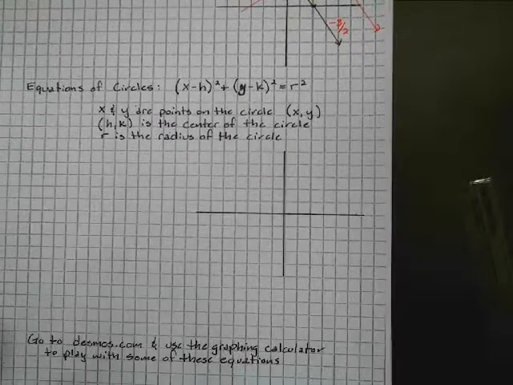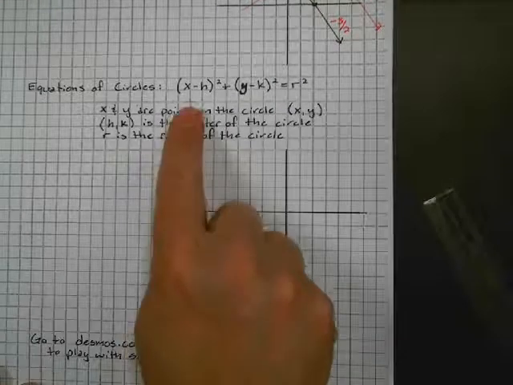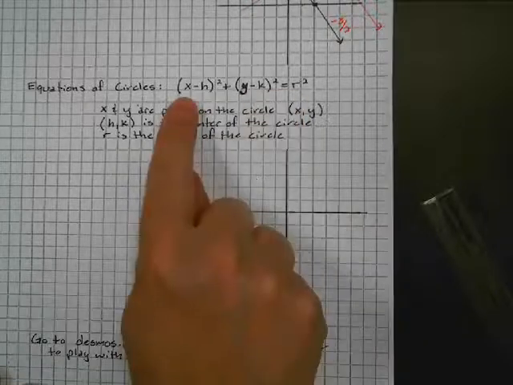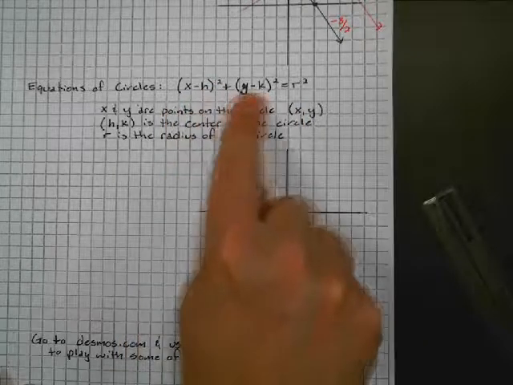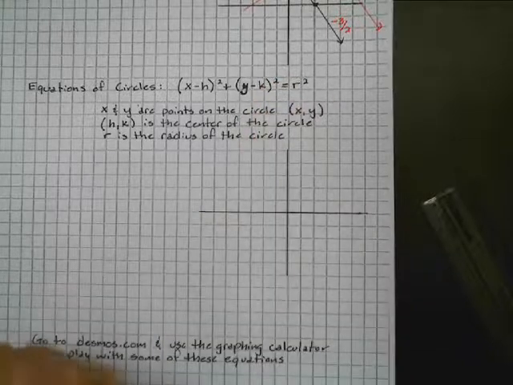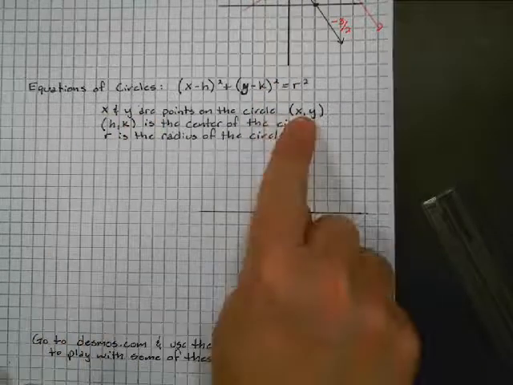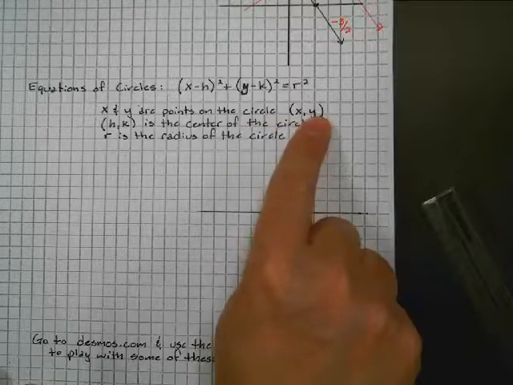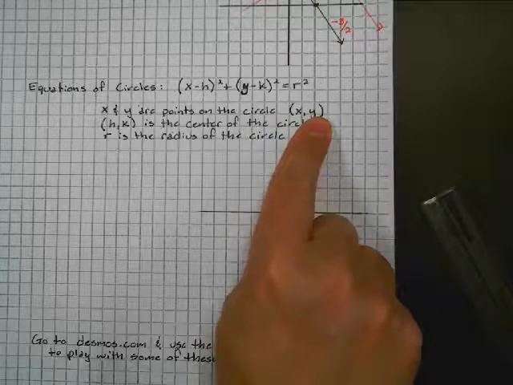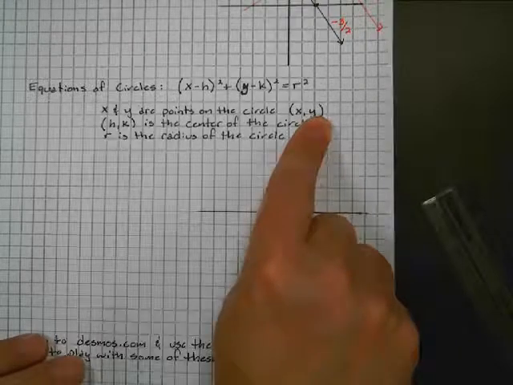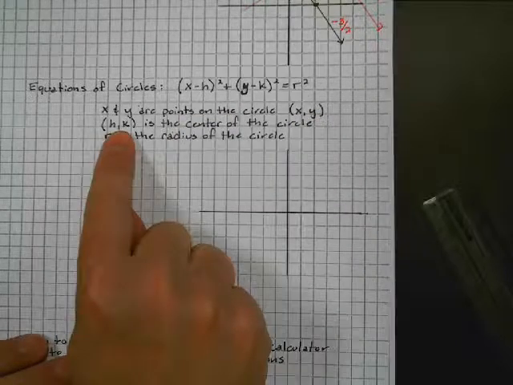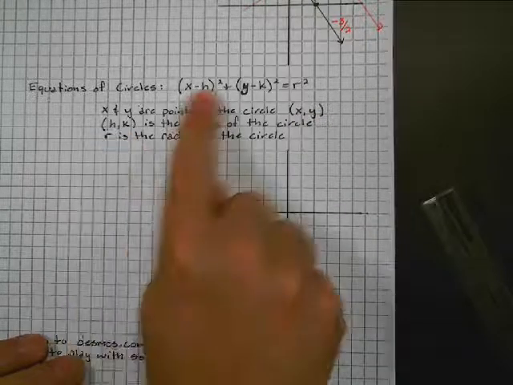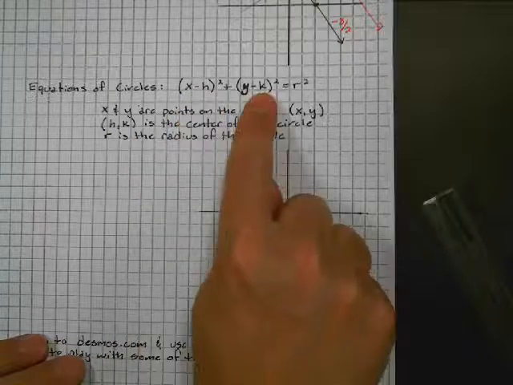Okay, so the fundamental equation of a circle that we're going to use to graph is (x minus h) squared plus (y minus k) squared equals r squared. Now, x and y, again, are points that are going to be on the circle. So any x, y is going to be a point that's actually on the exact circle. h and k is the center of where the circle is. Now notice here that this is minus h and minus k.